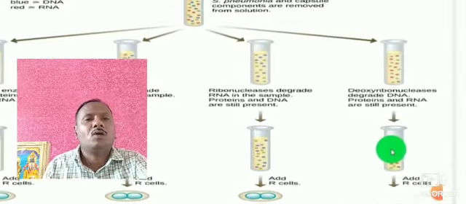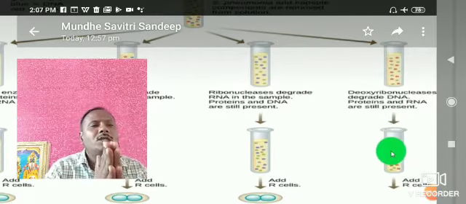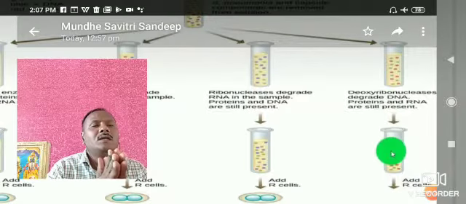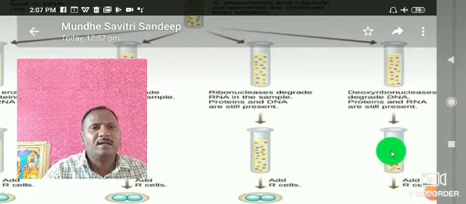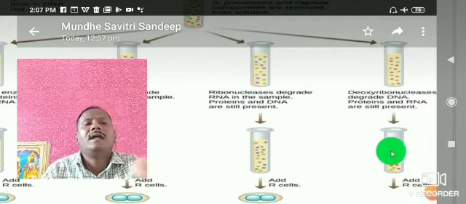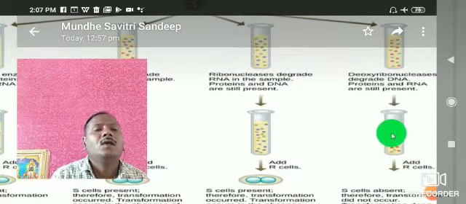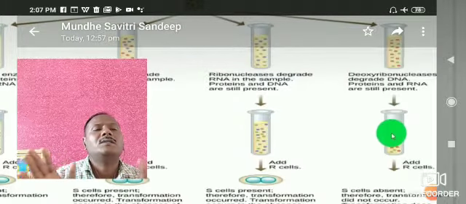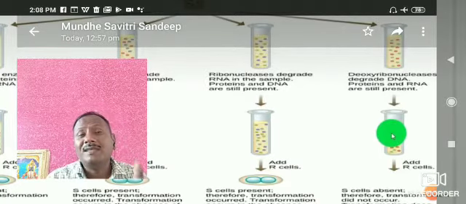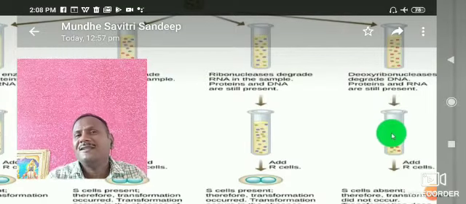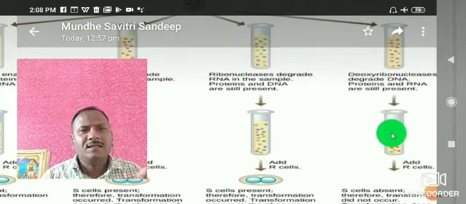That's why transformation occurred. And in the last test tube, what happens? There is the addition of deoxyribonuclease enzyme. Due to the addition, there is degradation of DNA, and once the DNA is degraded, only proteins and RNA are present. Within that, there is the addition of what? R cells, and after that, what happens? S cells are absent. Therefore, transformation did not occur. It means that in the mixture, if DNA is absent, there is no transformation.